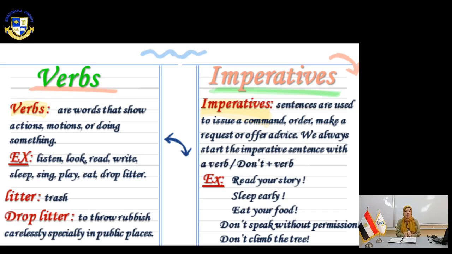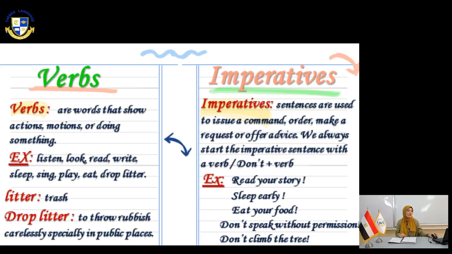When I say to you, look at your notebook or look at your book, I didn't say you look at your book. I didn't say the personal pronoun you. I said look. So I started the sentence with a verb directly, without any noun or personal pronoun before it. I use this kind of sentence when I give you an order, when I tell you something you must do, or when I give you a piece of advice.